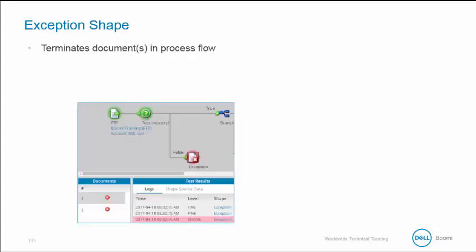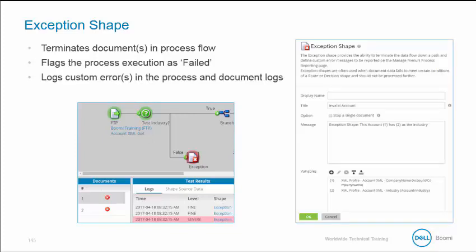It will do three things. It terminates the documents in the process flow. It flags the process execution has failed. And it logs custom errors in the process and document logs.